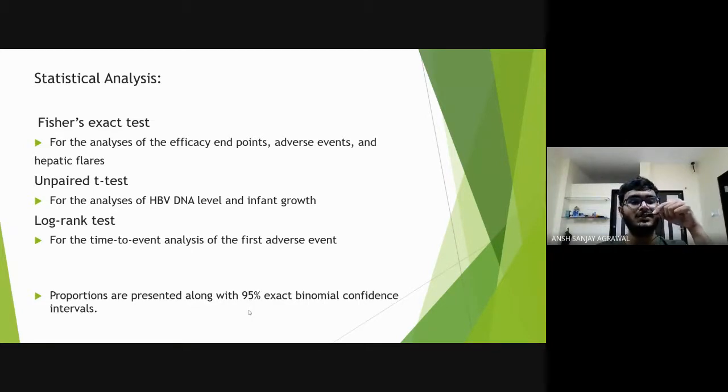Finally, a log rank test was also used. I won't go into much depth about this because it was not very significant results, and it will eat up too much time. But basically, they did it for the time to event analysis of the first adverse event. So they wanted to check whether there was any significant difference in the time period where the first adverse event was reported in the TDF group and in the placebo group. Now, proportions are presented along with 95% exact binomial confidence intervals.